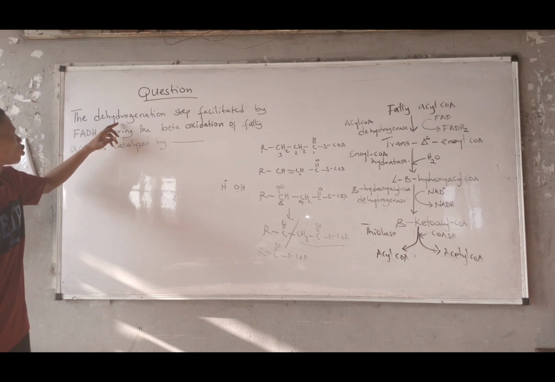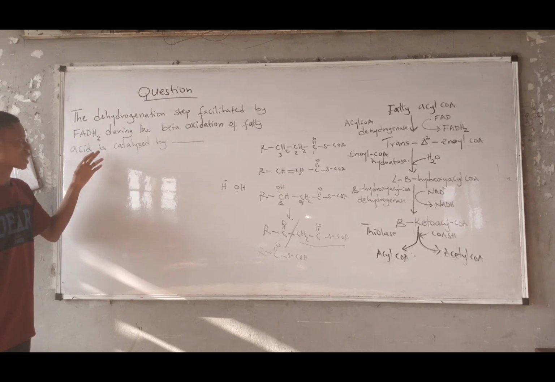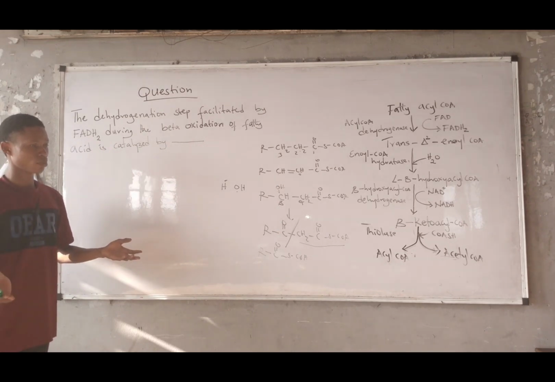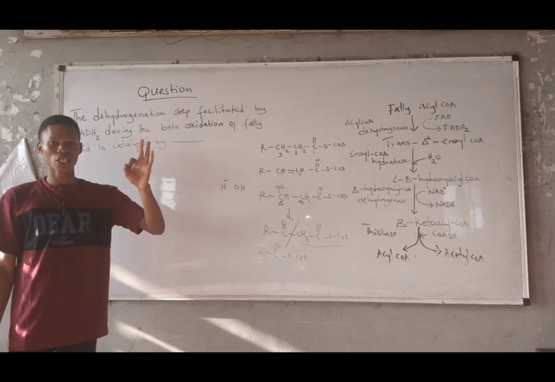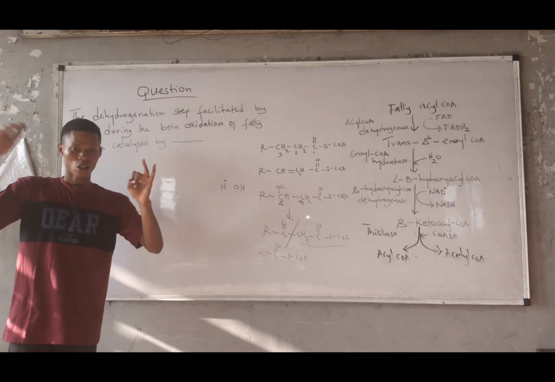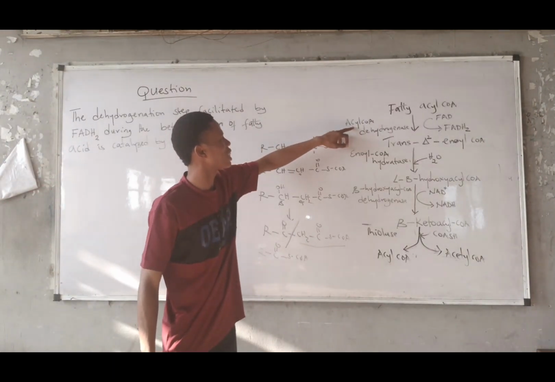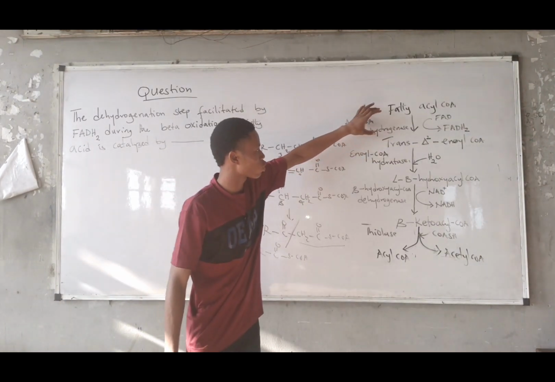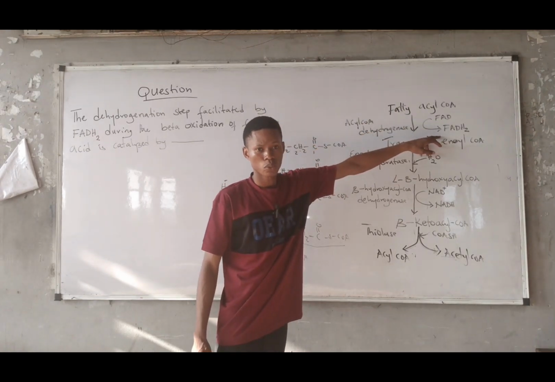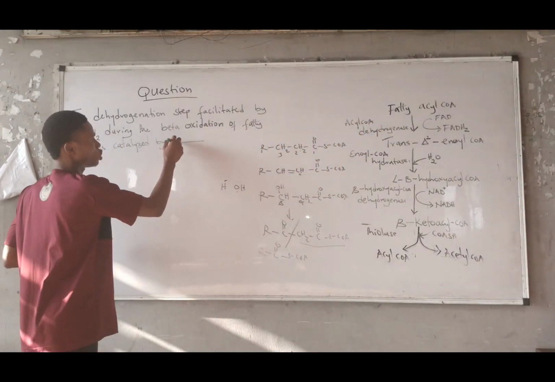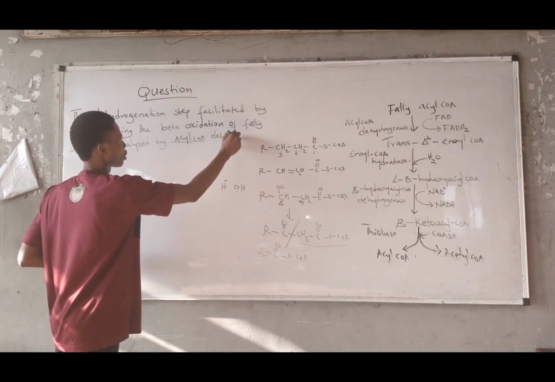The question says the dehydrogenation step facilitated by FADH2 during the beta oxidation of fatty acid is catalyzed by, I guess you already know the answer, because we said we have 4 steps. Dehydrogenation, which is the first step. The second step is hydration. The third step is oxidation, and the last step is thiolysis. So the answer to that question here is simply acyl-CoA dehydrogenase, because that is what is catalyzing the dehydrogenation reaction facilitated by FADH2. So the name of the enzyme, which is the answer to this question, is acyl-CoA dehydrogenase.